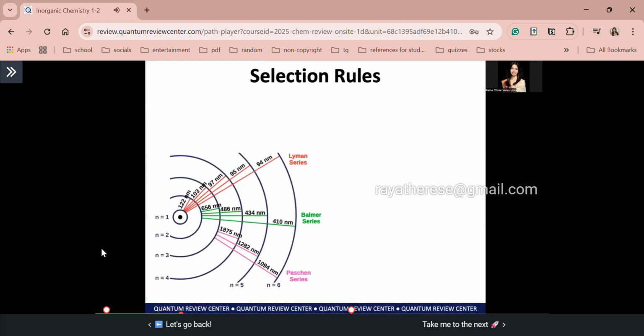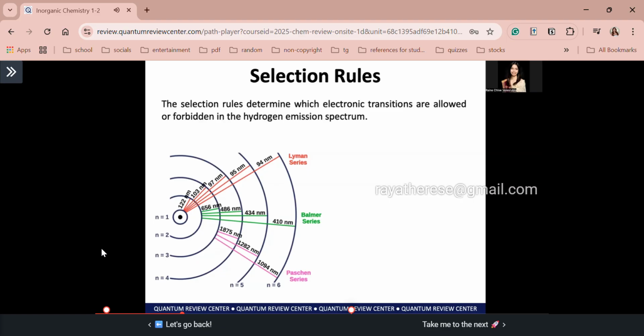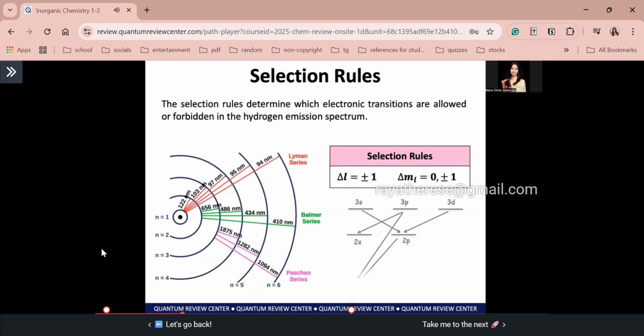So now that we know that the hydrogen emission spectrum describes how electrons transition from one level to another, we must know that electron transitions are either allowed or forbidden. Allowed transitions are more likely to occur, while forbidden transitions are more unlikely to occur. So the selection rules determine which are the allowed or forbidden transitions. So these are the rules.